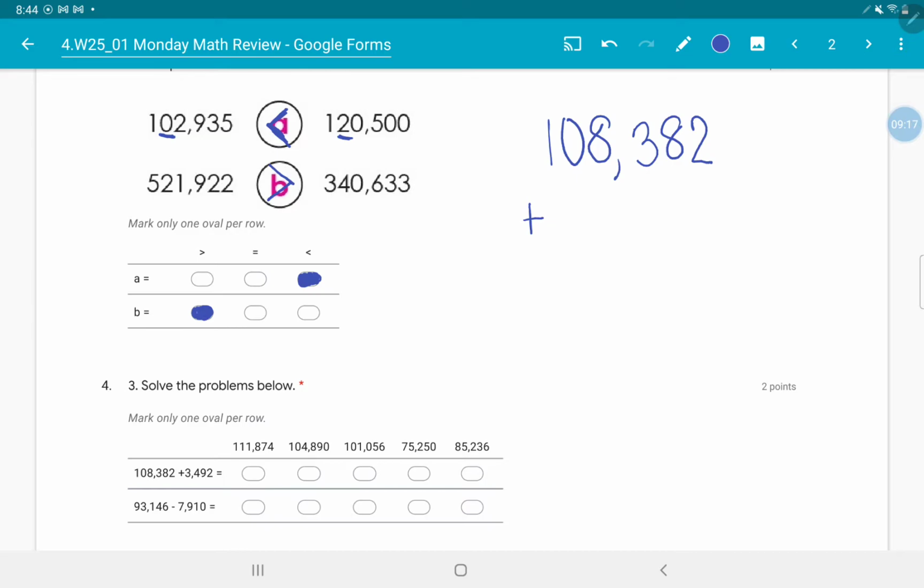So if I'm adding 3,492, where does that 3,000 go? Olivia? It would go under the 8,000. Yeah, I've got to make sure I line those place values up. So my 3 is going to go into the thousands place, which is underneath the 8.